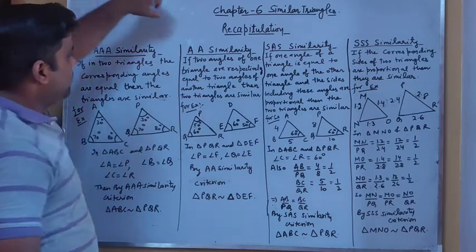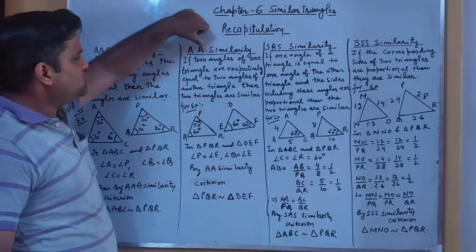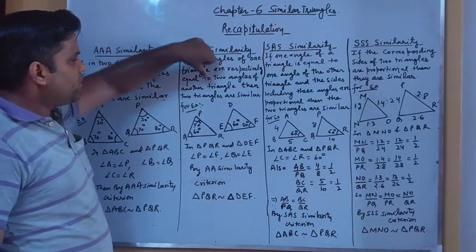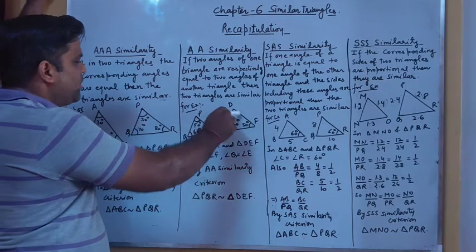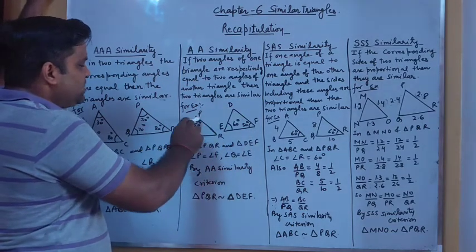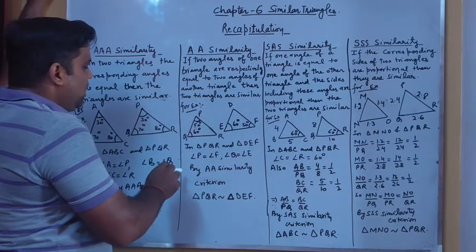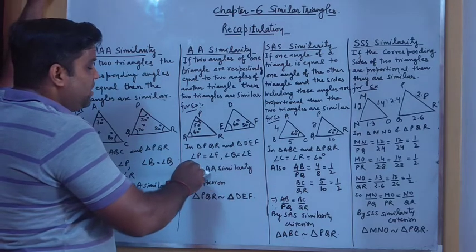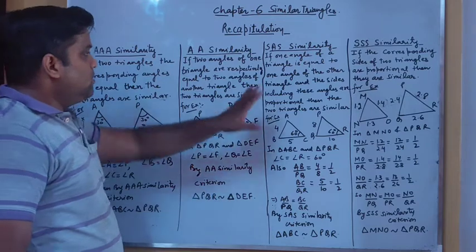Next is the angle-angle similarity. It says that if two angles of one triangle are respectively equal to two angles of another triangle, then two triangles are similar. It means that if we have a triangle PQR and we have a triangle DEF, here angle P equal to angle F and angle Q is equal to angle E. So by the angle-angle similarity criterion, we can say that both triangles are similar.